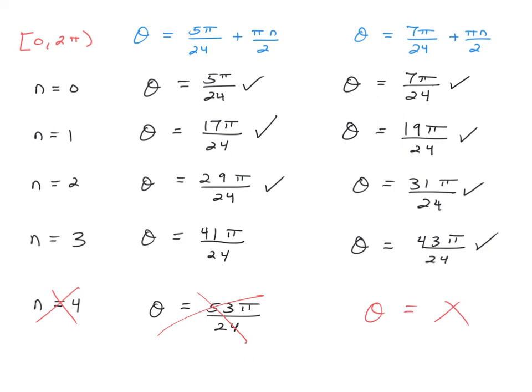So in terms of the solutions that we have, it turned out there were a lot of them for this equation. If there was no restriction, there would be infinitely many solutions. But because of this restriction, we could start at this 5 pi over 24, and we ended with this 43 pi over 24.